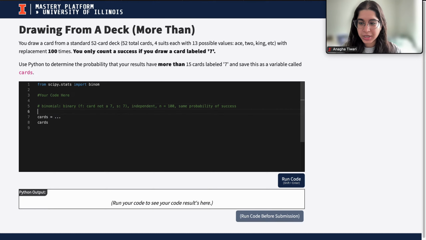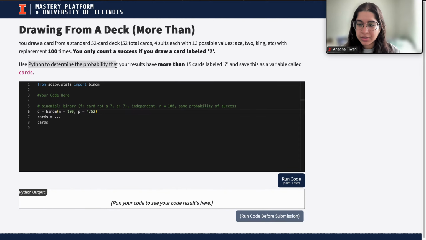So we can go ahead and define our distribution in Python. I'll call it D equals binom, where n equals 100 trials because we are drawing from a deck of cards 100 times, and our p is the probability of success, which is drawing a card labeled 7. Out of a 52 deck of cards, I have 4 cards labeled 7, so my probability of success is 4 out of 52.